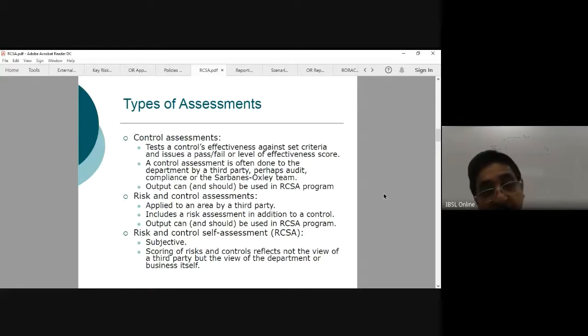Now here the risk and control self-assessment, really it is subjective, and scoring of risk and control reflects not the view of a third party but the view of the department or business itself. So that is the main activity here, because people in the department or branch, they do the assessment. Therefore, it is a subjective one.